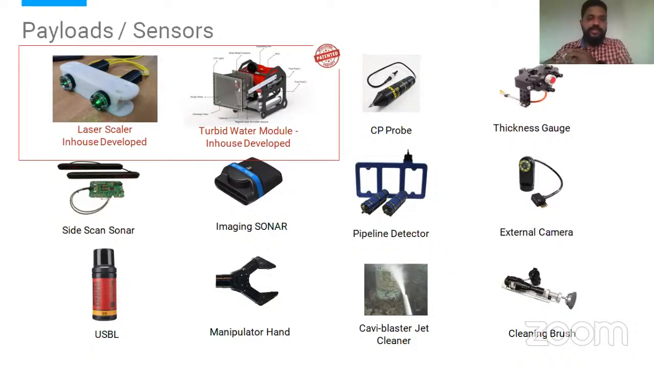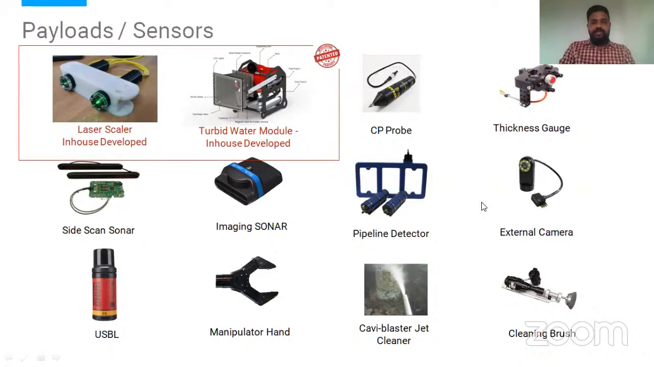Like this, various payloads are there, like the CP probe and the thickness gauge. There is a side scan sonar, imaging sonar, pipeline detector, external camera, and additional cameras can be integrated. There is a USBL system, which is mainly for positional reference. Because underwater we don't have a position reference as such, so we use a USBL system, which is directly integrated via the tether cable, and you will get the actual geo coordinates of that location.